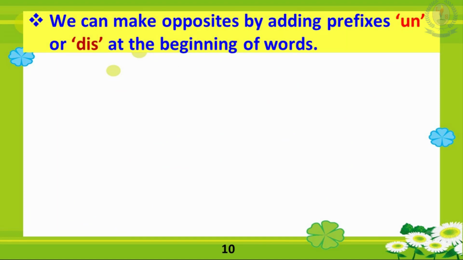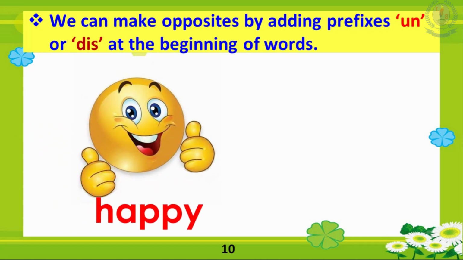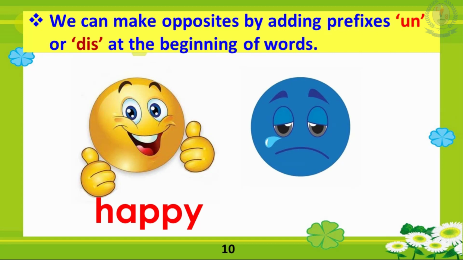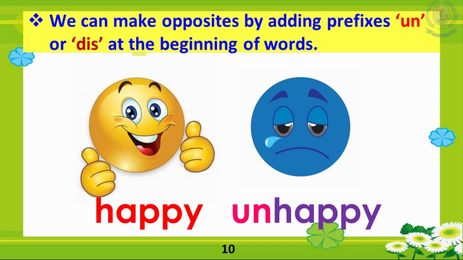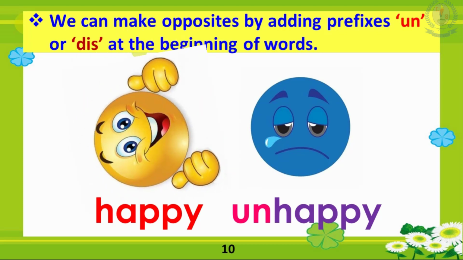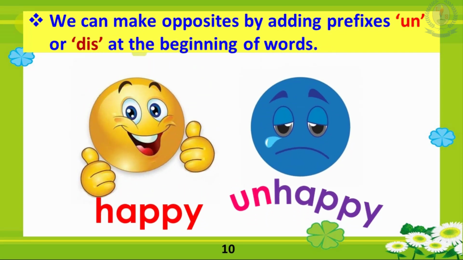My dear kids, we can make opposites by adding prefixes un or dis at the beginning of words. Do you know what are prefixes? Letters added at the beginning of a word are called a prefix. Now look at this face. It's happy. Then what's the opposite of happy? Do we add un or dis at the beginning of happy? Is it unhappy or dishappy? Yes, very good. It's unhappy. Happy, unhappy.